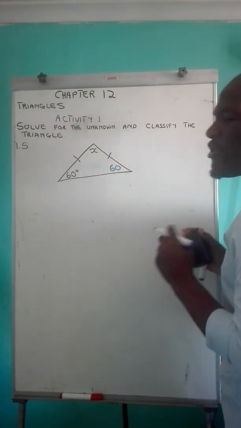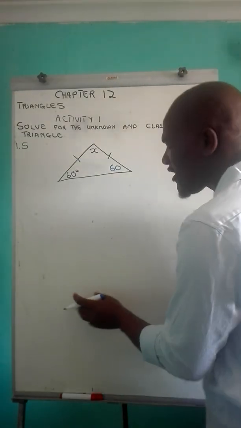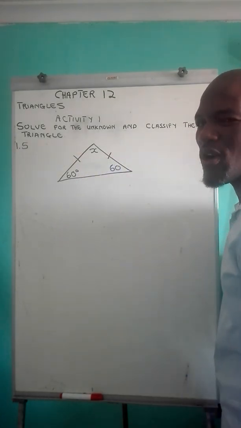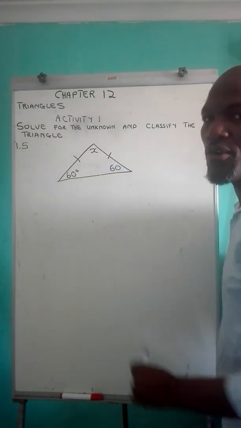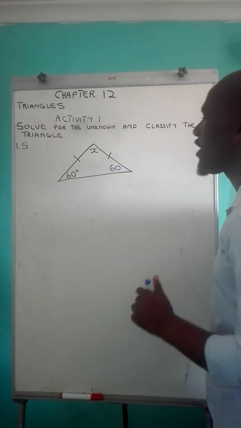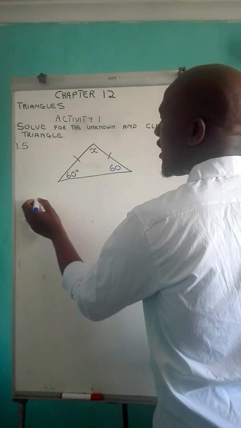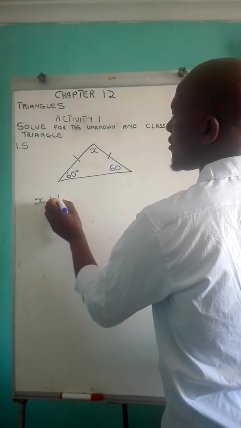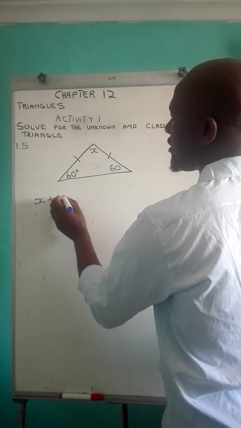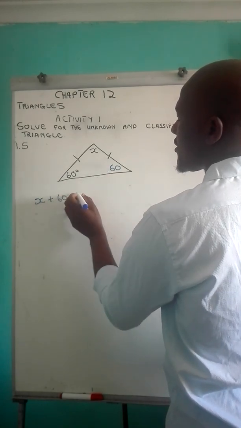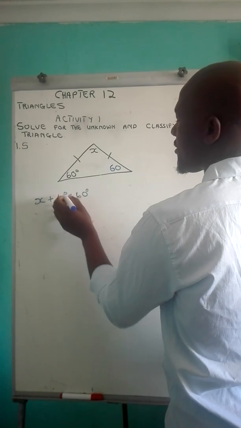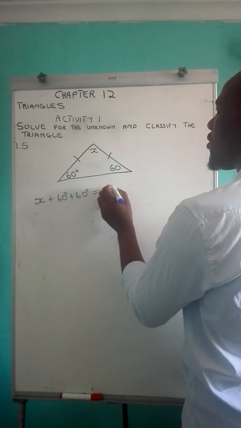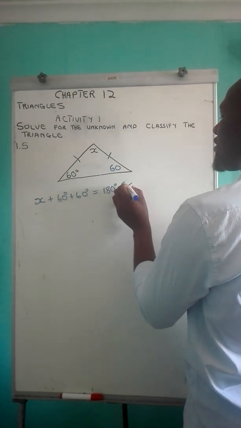Alright. Now, before I say this is an isosceles, I cannot classify this triangle and say it's an isosceles triangle because I have two sides that are equal. No, first you need to find your unknown. Then you'll be able to classify this triangle. And this is x plus 60 plus this 60 degrees, which is equal to 180 degrees.